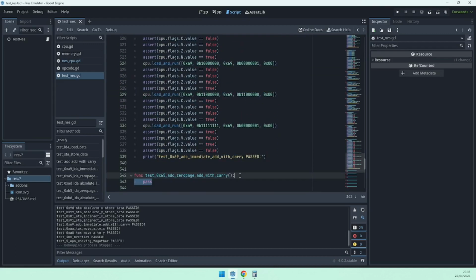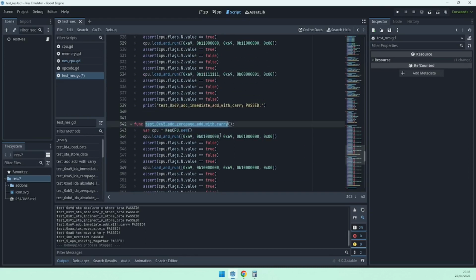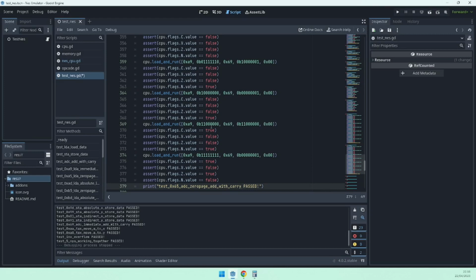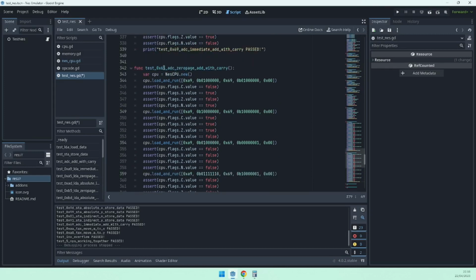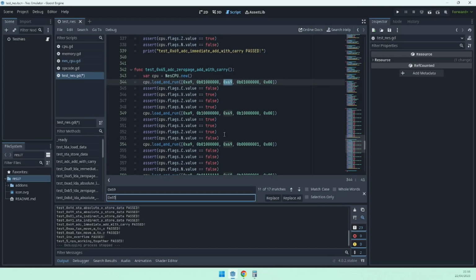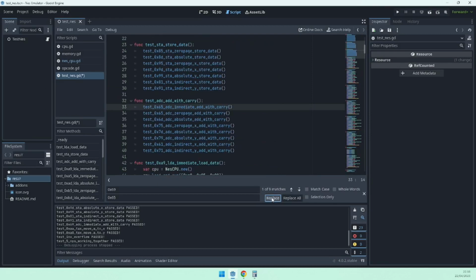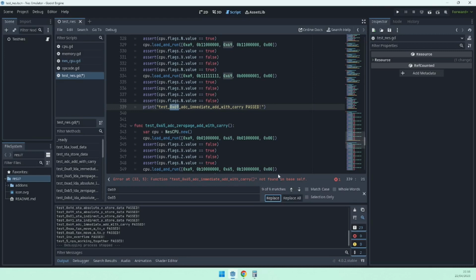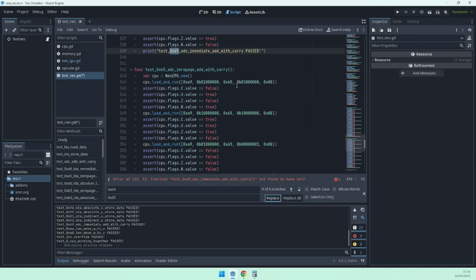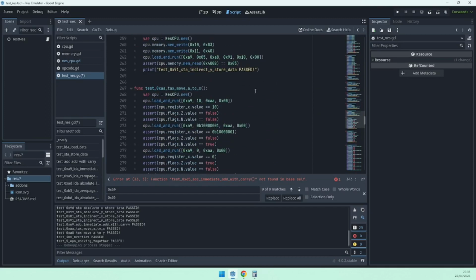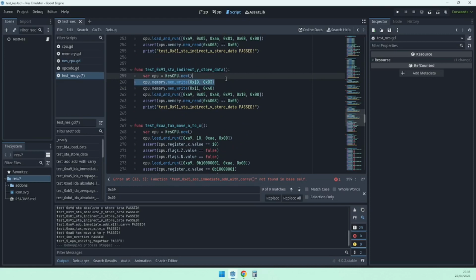Copy and paste. Let's change the name. Let's change the instruction. 69 for 66. Now this is 0 page, and that means now I have to use memory instead. So let's see how I have used memory before.